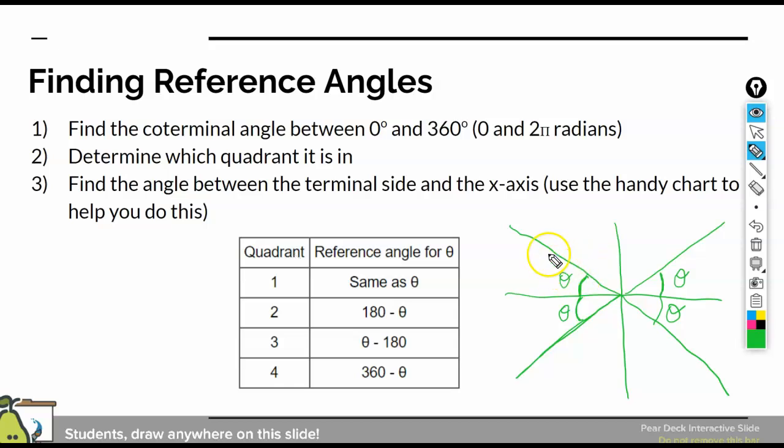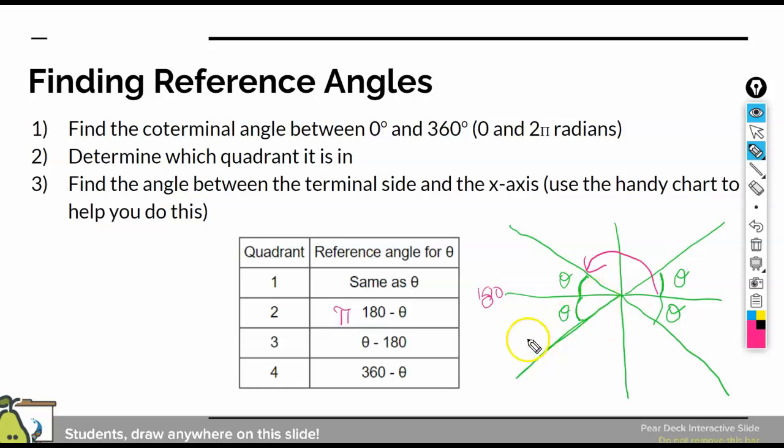If something is in quadrant 2, think about an angle that would have a terminal side in quadrant 2. This is going to be the reference angle. So to figure out what the reference angle is, we have to take 180 and subtract whatever the angle was from it to find the reference angle. If it was in radians, it would be pi instead of 180.